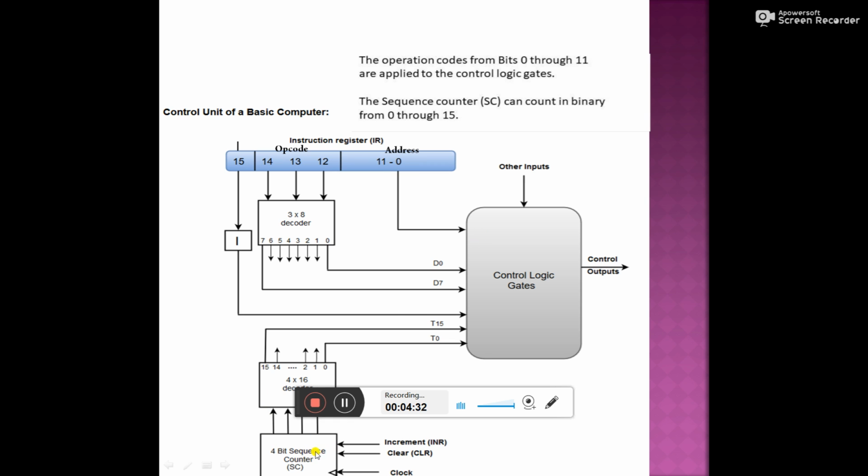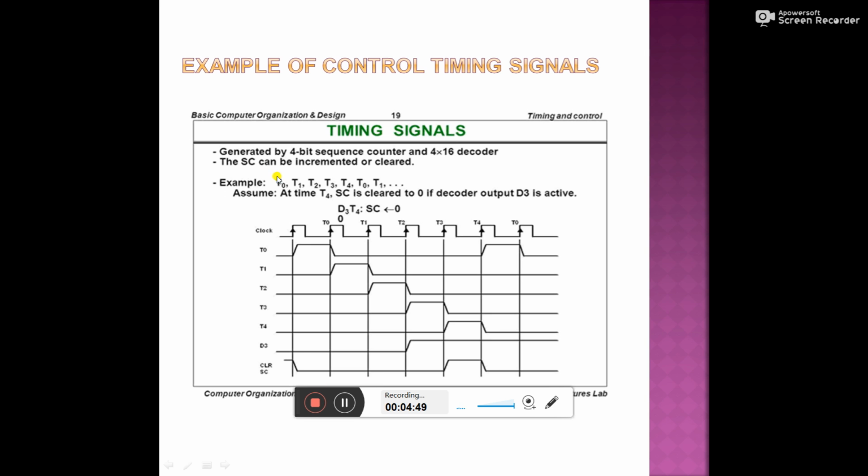The sequence counter can count in binary from 0 to 15. It has 3 signals: increment, and to clear the sequence counter, we use the clear signal. This is the timing signal generated by the 4-bit sequence counter and the 4x16 decoder. The sequence counter can be cleared when D3 is active and also when D4 is active.